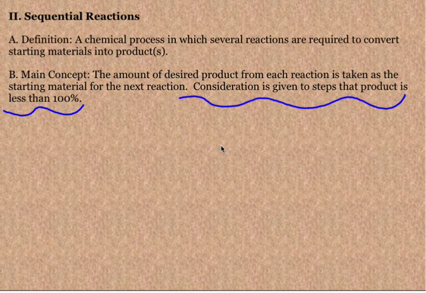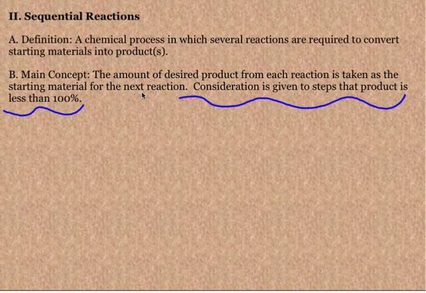And what this one focuses on is when you have an overall process that occurs in more than one step. So you're starting with your starting material in the one reaction, but then your final product is actually maybe one reaction down or two reactions down. I mean, it's a series.